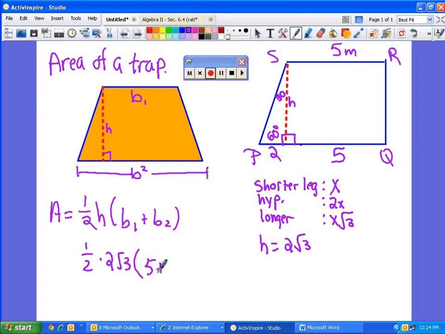This is not math. This is reading. Carla, what is the length of the second base in this problem, please? The one that's not 5. 7.